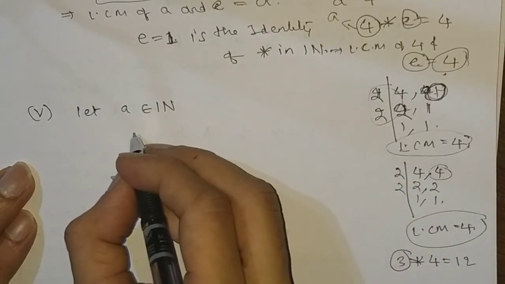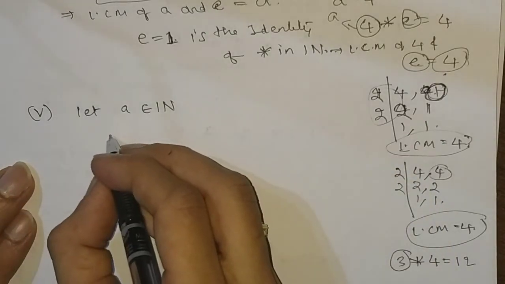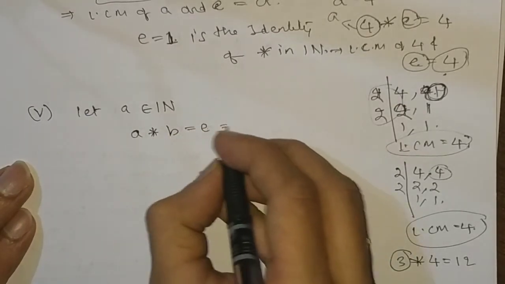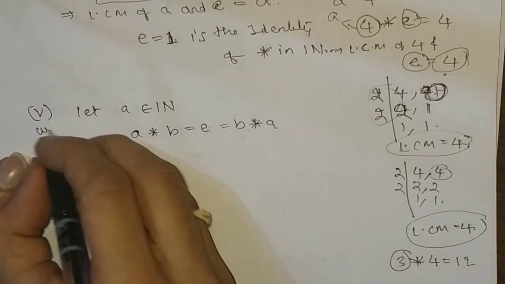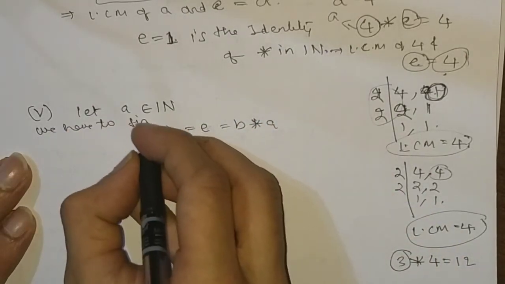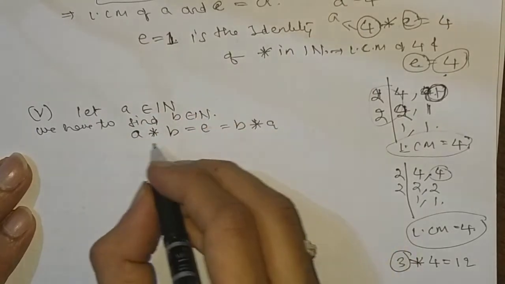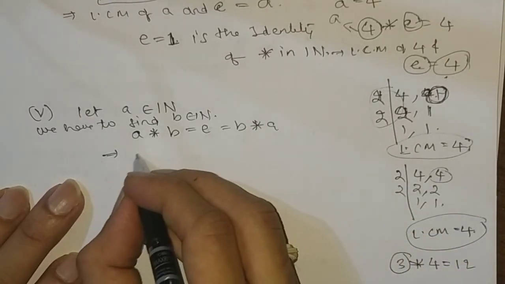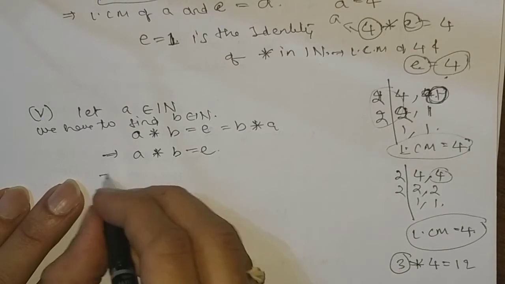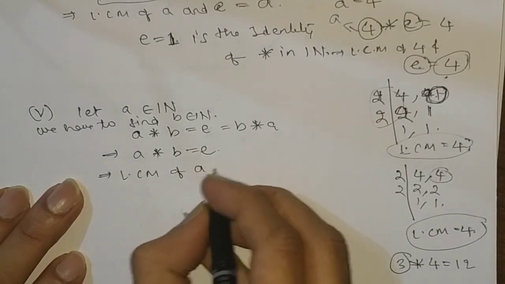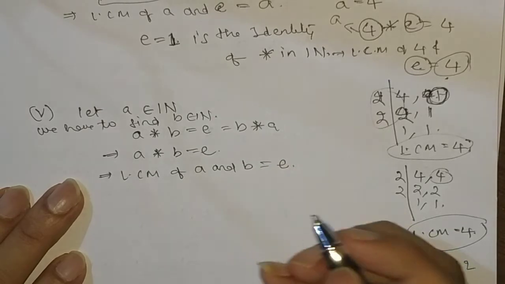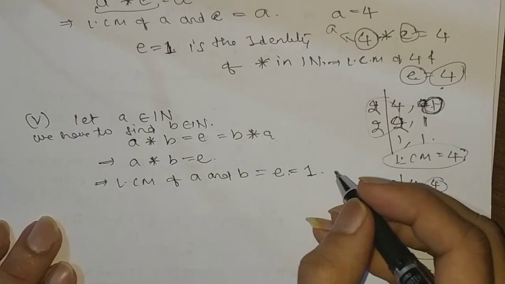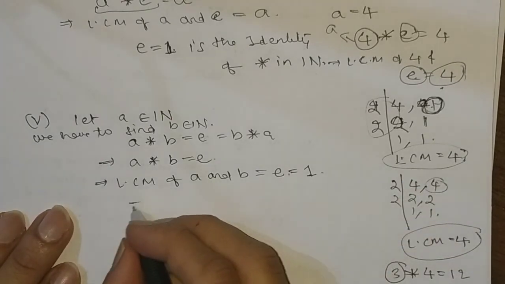So what will happen? We have to find the number B, belonging to the natural numbers, such that A star B is equal to E, which is equal to B star A, right? We have to find this. So that means the LCM of A and B should be equal to E. Now what is E in this case? That is the identity element. Just now we have checked that it is equal to 1, right? So the LCM of A and B should be equal to 1.